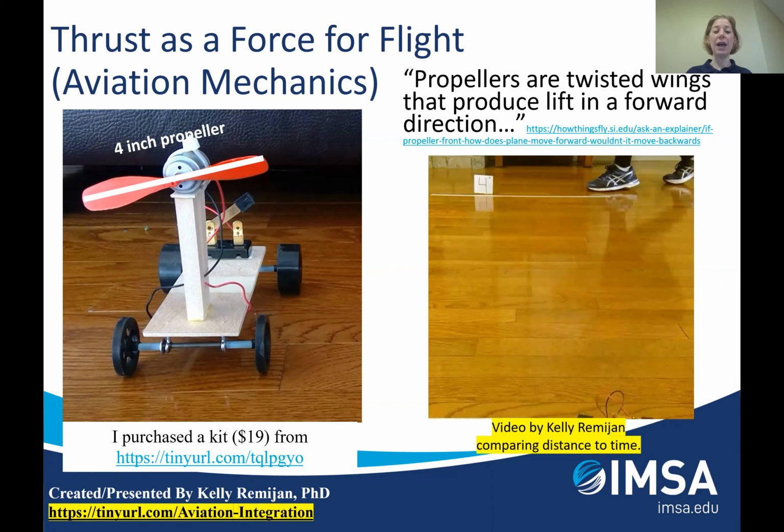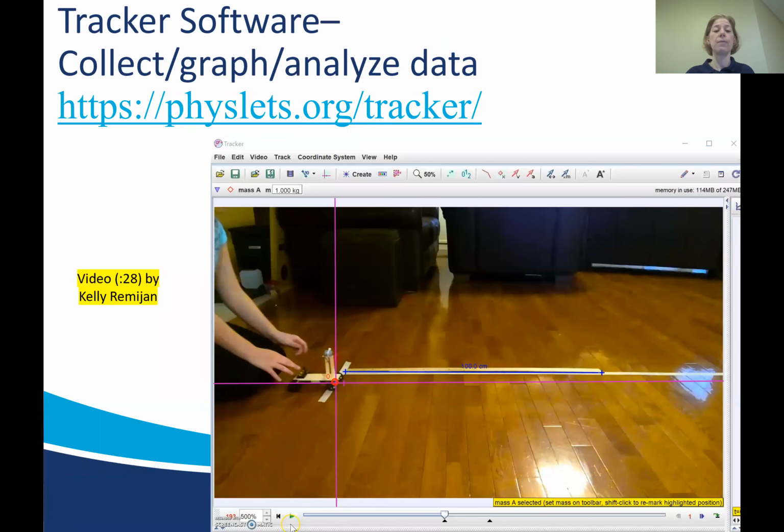These propellers are like twisted wings that are going to help move the aircraft forward. Again, this was a 4-inch propeller. You could have a different measurement for a propeller and conduct different experiments. You could have propellers with different numbers of blades. And so there are lots of different experiments that you can do that help to bring forth the math and to also talk about aviation mechanics as a potential career field that might be of interest to students.